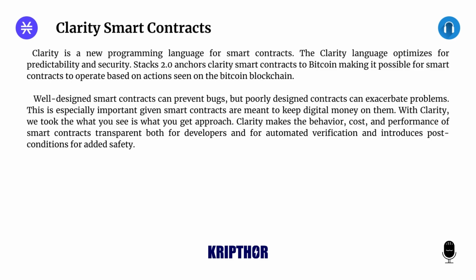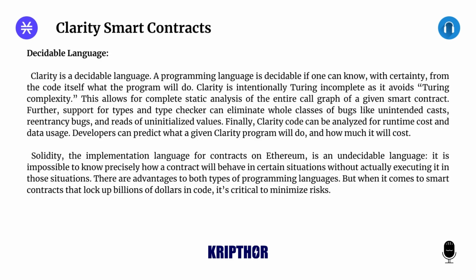With Clarity, we took the what you see is what you get approach. Clarity makes the behavior, cost, and performance of smart contracts transparent both for developers and for automated verification, and introduces post-conditions for added safety. Decidable language. Clarity is a decidable language. A programming language is decidable if one can know, with certainty, from the code itself what the program will do.